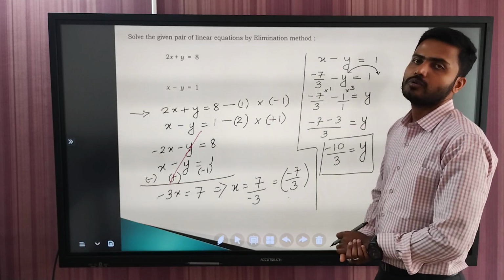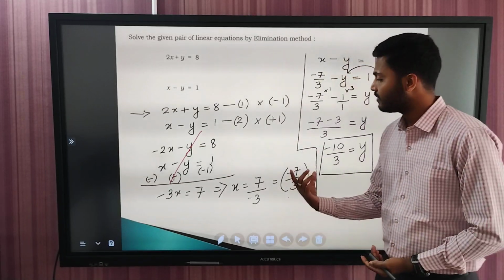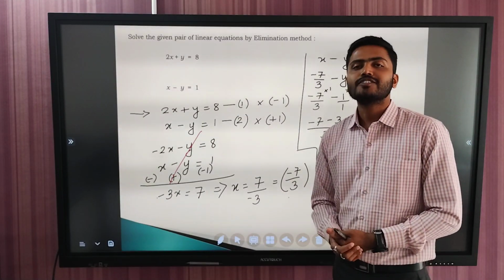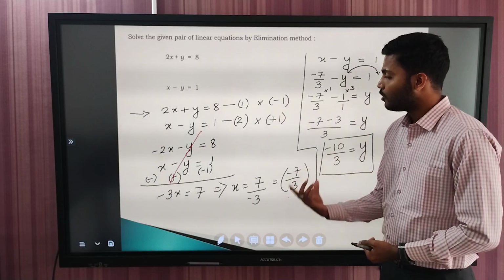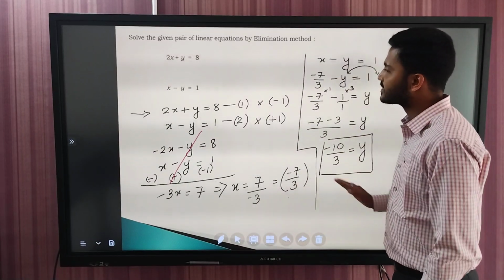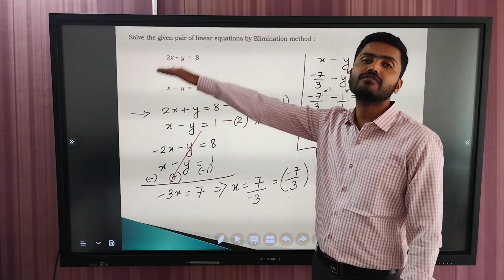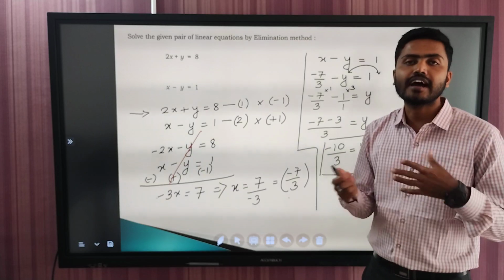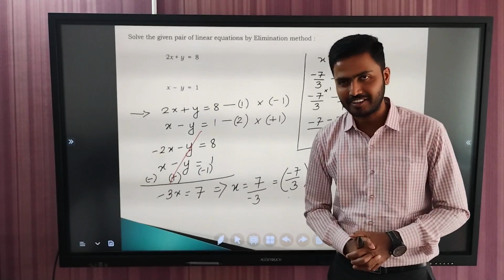And that is how you have arrived at the value of x as well as the value of y. Okay? So that is how you can calculate. Again, my dear students, just to verify your answer, put the values of x and y in either equation 1 or equation 2 to find out whether your answers are correct or not.